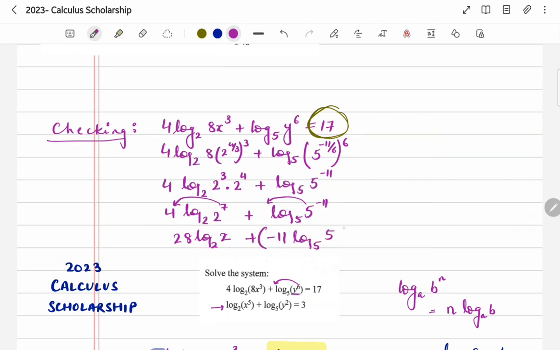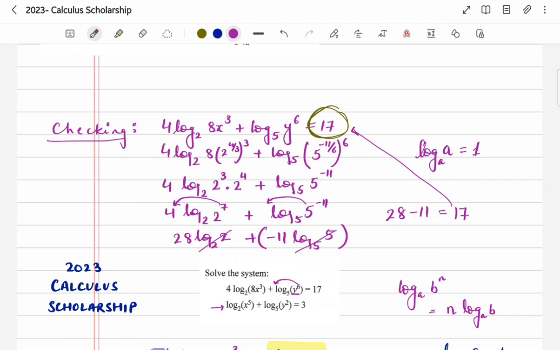We have already learned, or we have already noticed, that log, if it is the same base and the same number, is equal to 1. So log base 2 of 2 is 1, and log base 5 of 5 is 1. So we are left with 28 take away 11, and 28 take away 11 is 17, which is our answer. So that means the numbers that we have got there are the correct answers.